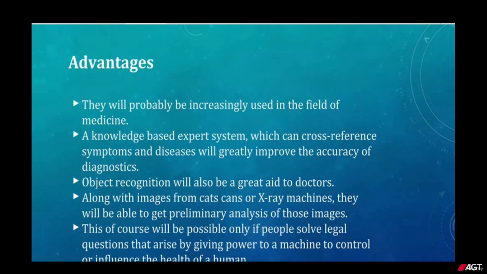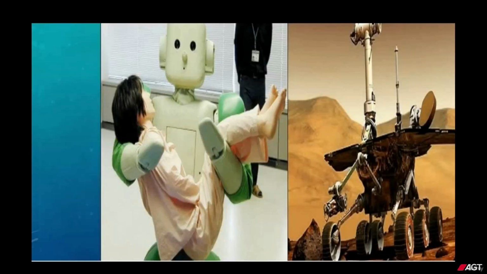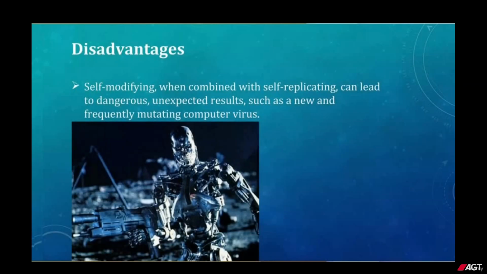This will be responsible for solving legal questions and controlling the influence of health and humans, like robotics helping humans with medicine and hospitals, and taking images with drone cameras. That helps people. Disadvantage: self-modification when combined with self-replication.